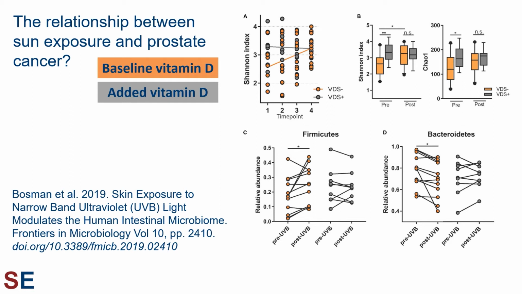This study may have been motivated by the prior one, showing that UV radiation has something to do with prostate cancer, a type of cancer that may well be influenced by the gut microbiome.